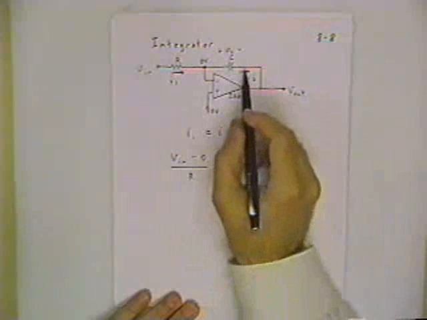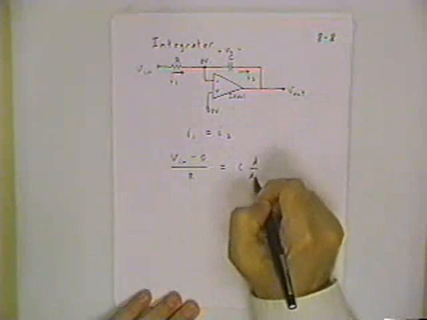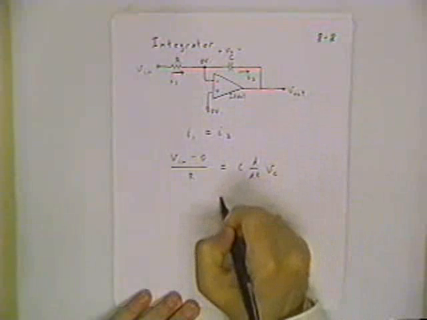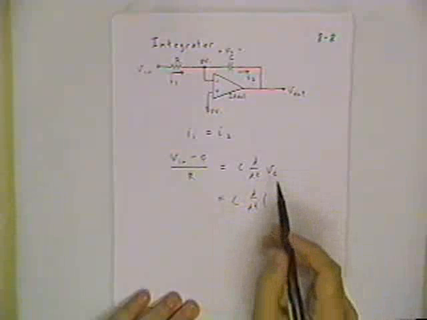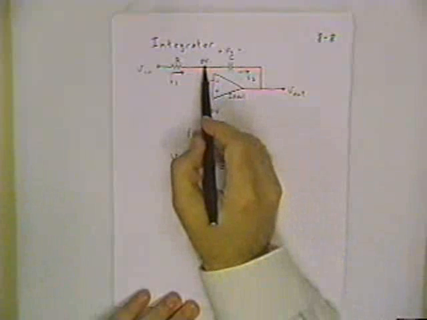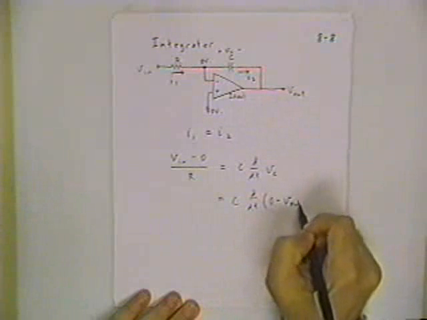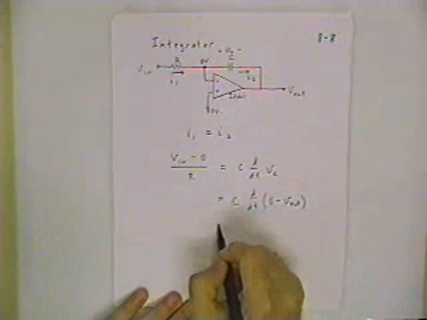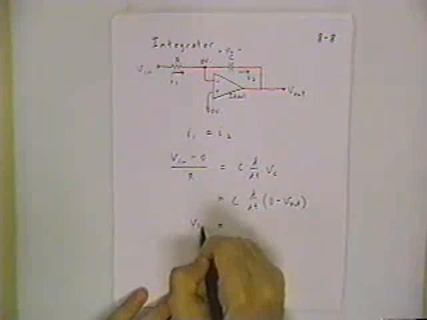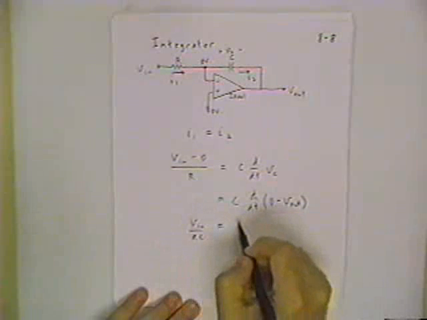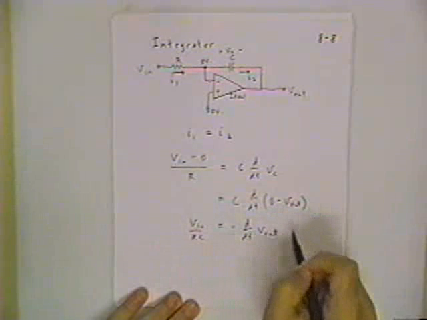So this polarity symbol allows us to write down C d/dt of V sub C. And it's very important to keep track of these minus signs because now V sub C in terms of node voltages is 0 minus V out. And so that tells us that Vn divided by R is equal to minus C times the time derivative of the output.